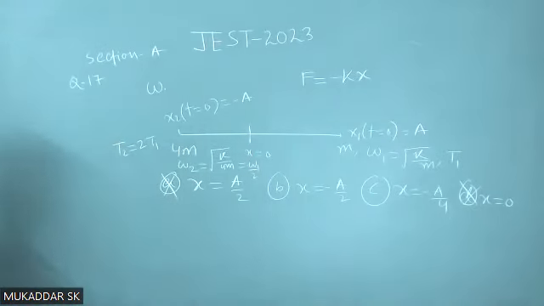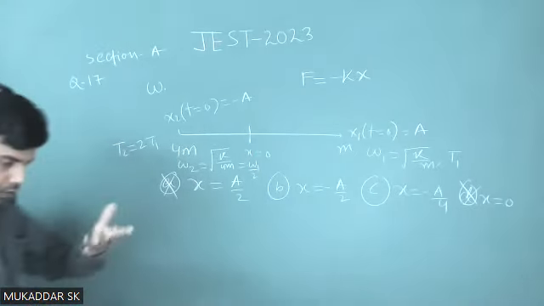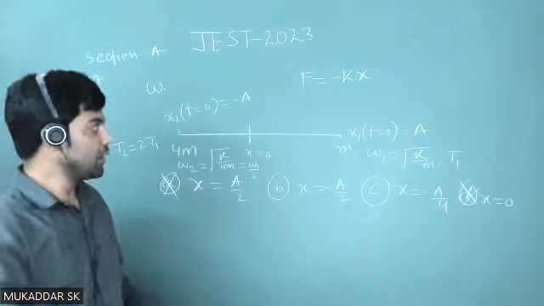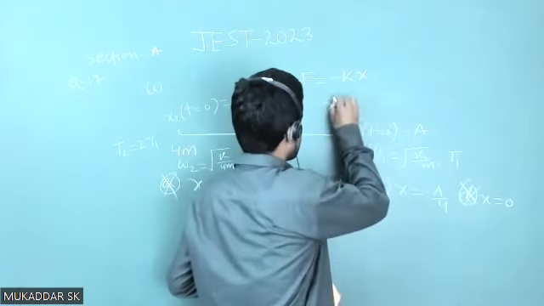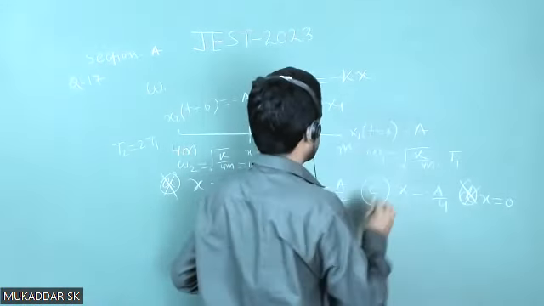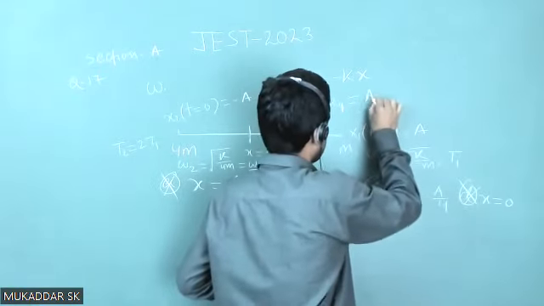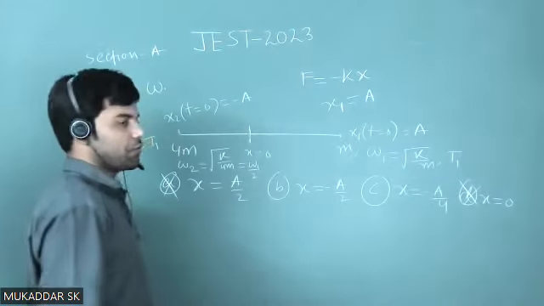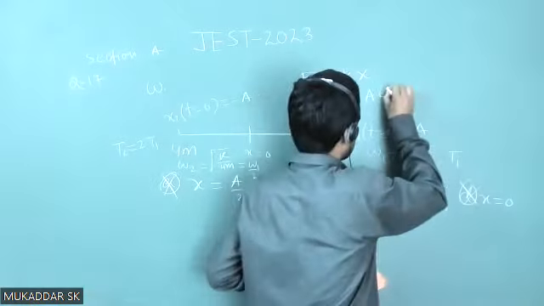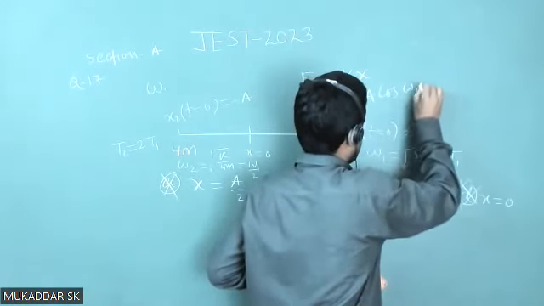Now, if you know oscillation theory, if the particle starts its journey from the right extreme, then x1 I can write will be a cosine omega 1 t.